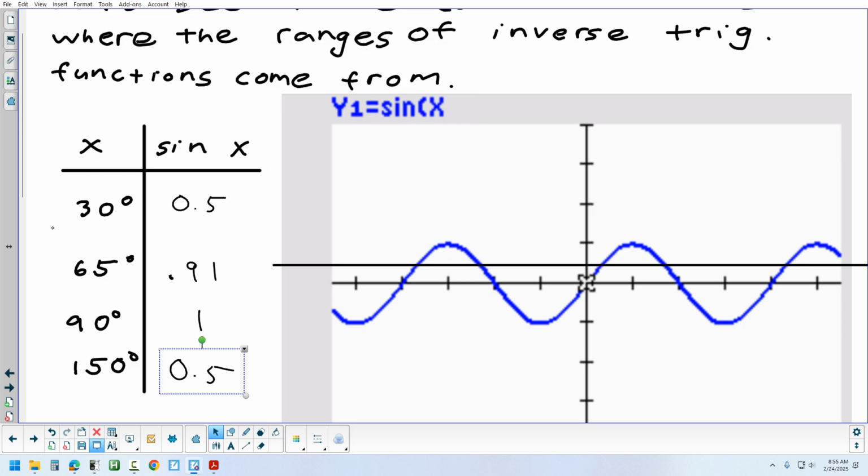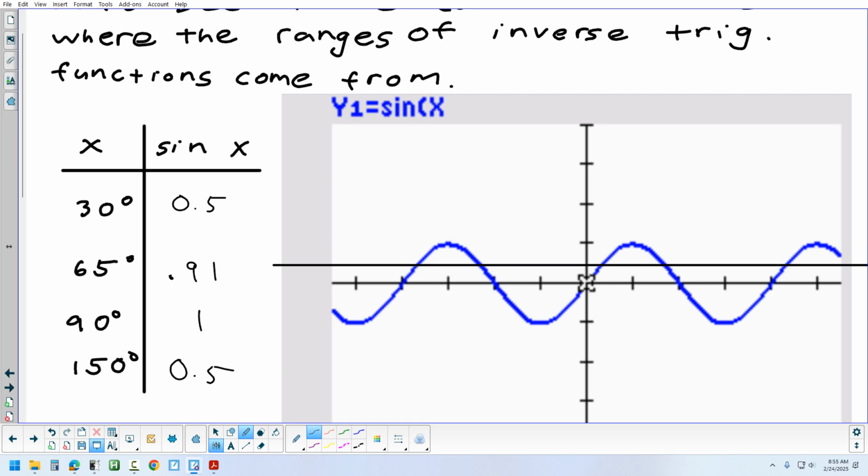So the way that we kind of figure out what answer we're going to get back is we're going to block off part of that graph. Okay? We're going to hide part of it. And what we're going to do is we're only going to look at a part that passes the horizontal line test. To pass that test, it means I need to find a section, the biggest section I can, where that horizontal line only hits the graph once. Okay? It cannot hit it more than once.